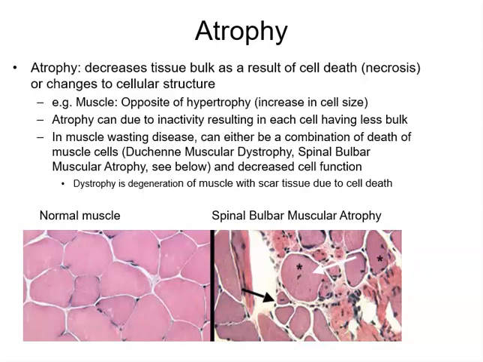So often found in muscle, and the opposite of atrophy is hypertrophy, where you've got an increase in each cell size and therefore an increase in tissue bulk. So atrophy can be due to inactivity, so if a muscle is not particularly exercised, then you'll get obviously a decrease in muscle bulk in that situation. And we find atrophy in many muscle wasting diseases.